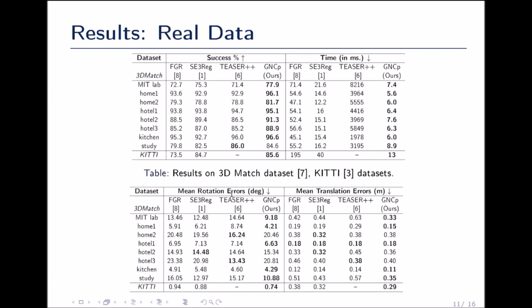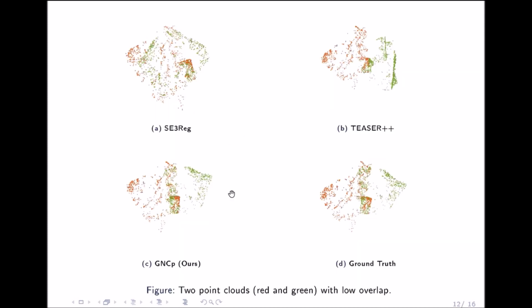We perform experiments on the real-world datasets, namely 3DMatch and the KITTI datasets. We can see that our method achieves the most number of successful registrations while giving smaller mean rotation and translation errors. We can see that our method is extremely efficient compared to the other state-of-the-art methods. This is one example of registration of two point clouds with low overlap. We see our method is able to align the best with respect to the ground truth compared to the other methods.